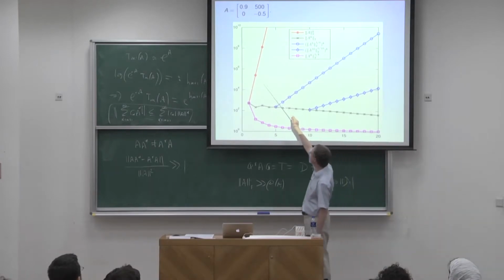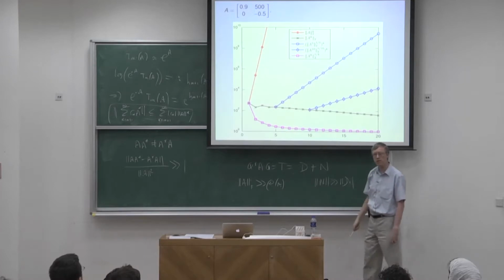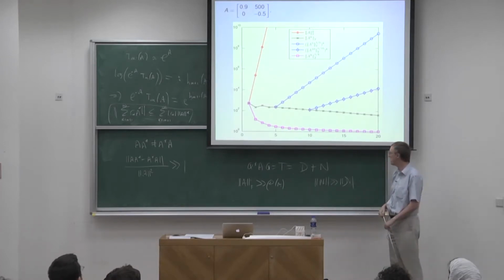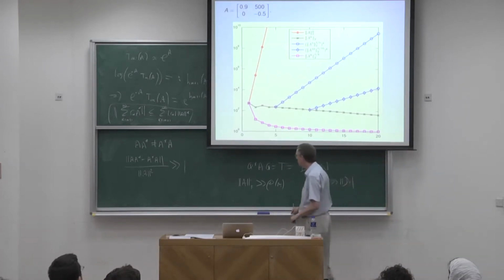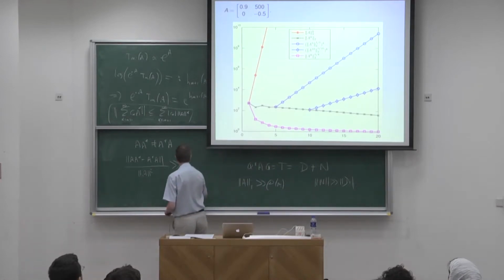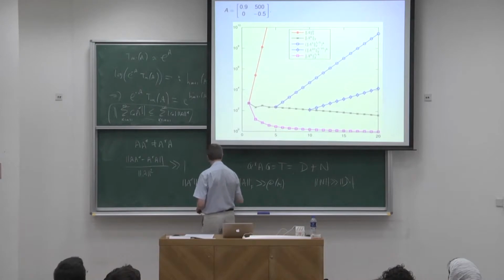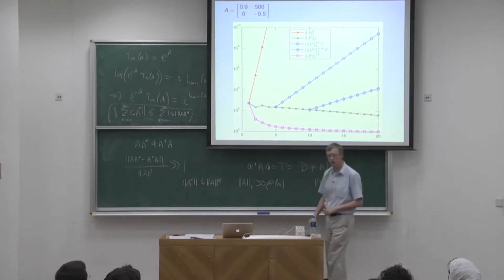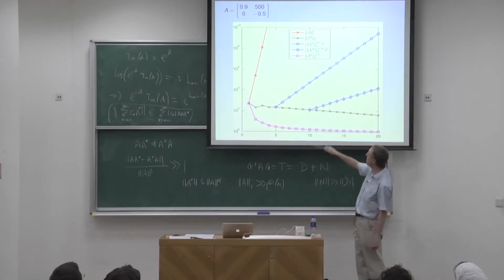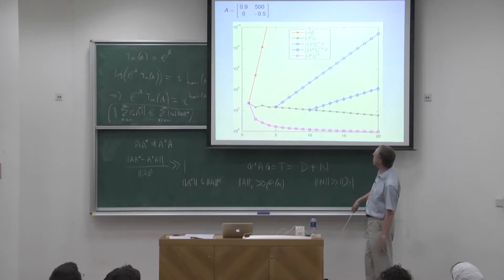The red line is what you get if you just take norm of A all to the power k. So that line is just 500 to the power k, essentially. So just taking the norm gives you a terrible bound. Okay. So this inequality, norm of A^k bounded by norm of A all to the k, is absolutely terrible in this example. So that's the red line. So can we do better?